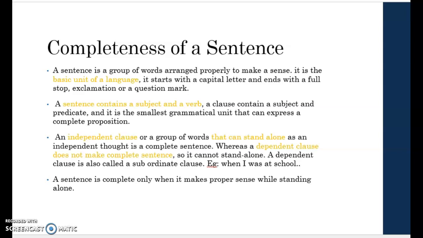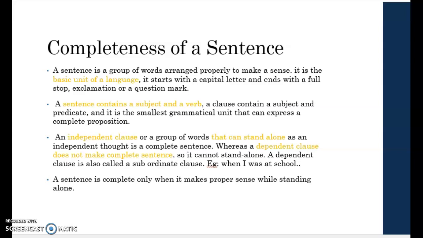Now, what is an independent clause? An independent clause, a group of words that can stand alone as an independent thought, is a complete sentence, whereas a dependent clause does not make a complete sentence, so it cannot stand alone. A dependent clause is also called a subordinate clause. Example: when I was at school. This particular sentence cannot stand on its own. When I was at school, what happened? There are a lot of questions that have to be answered. So that is a dependent clause.